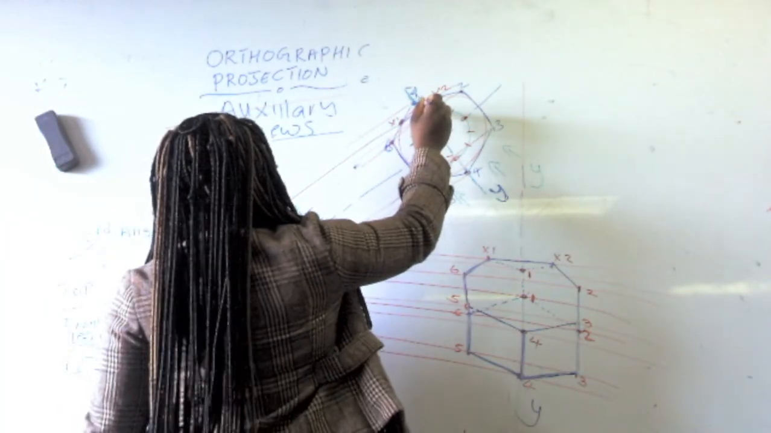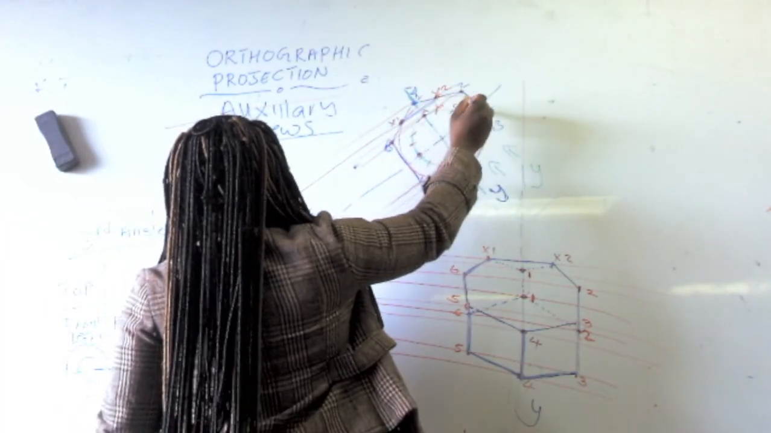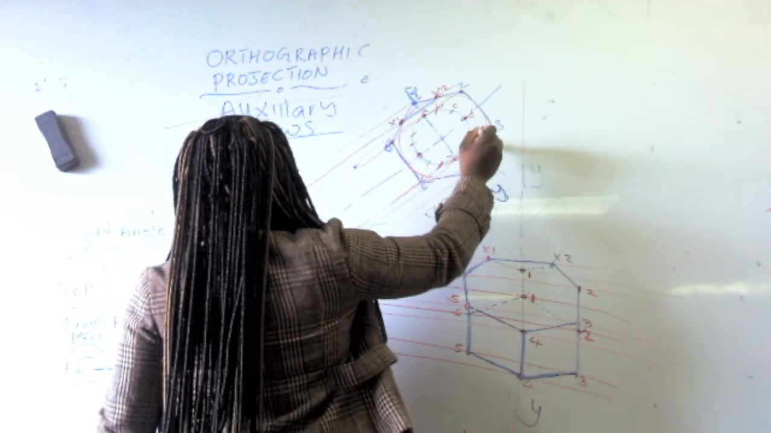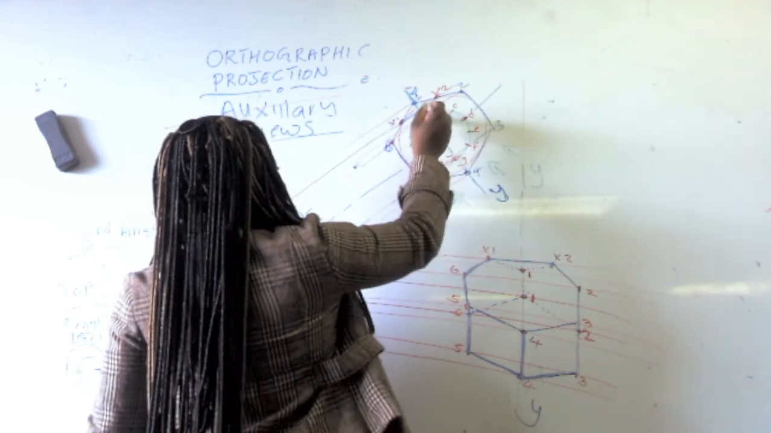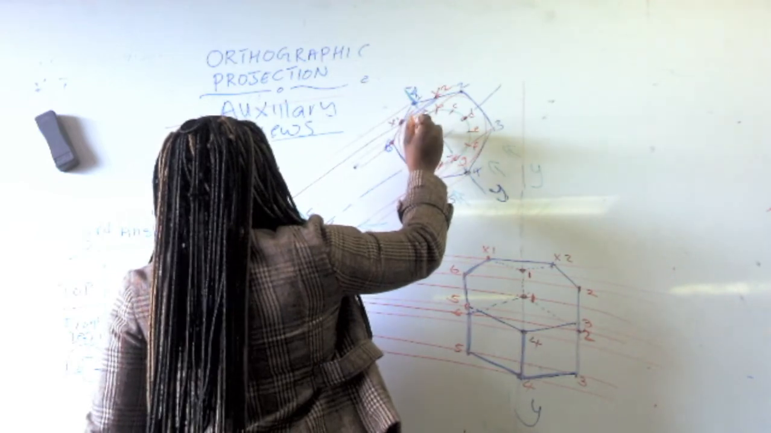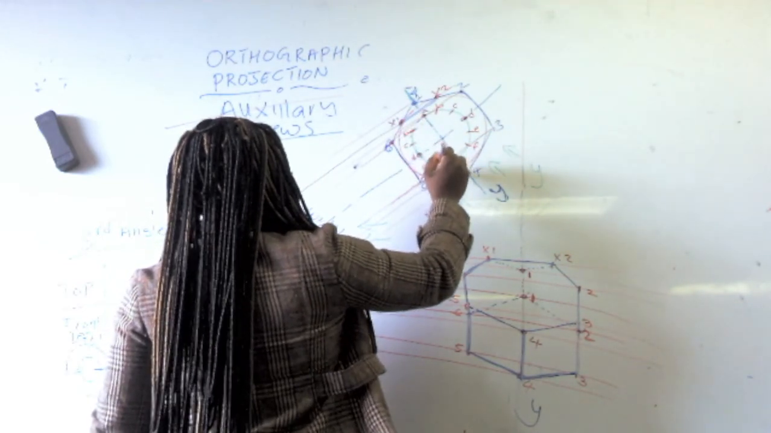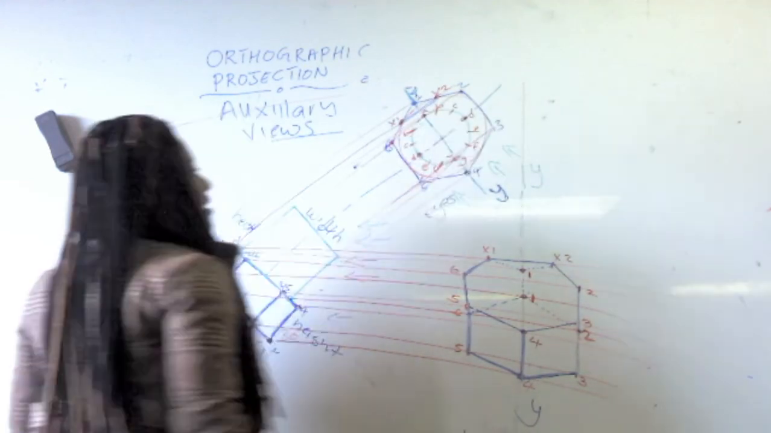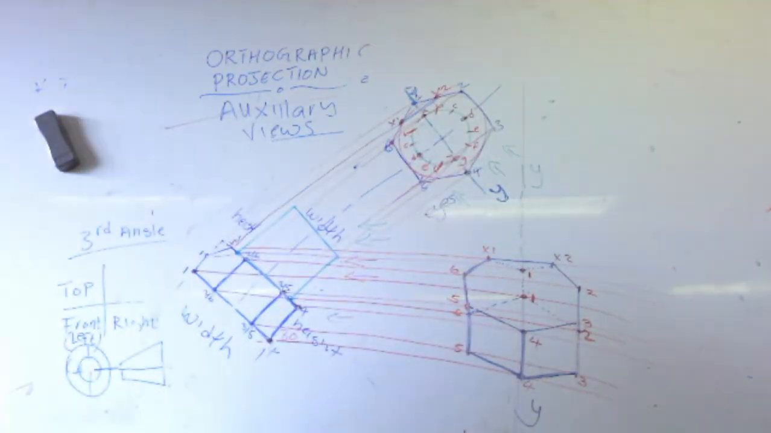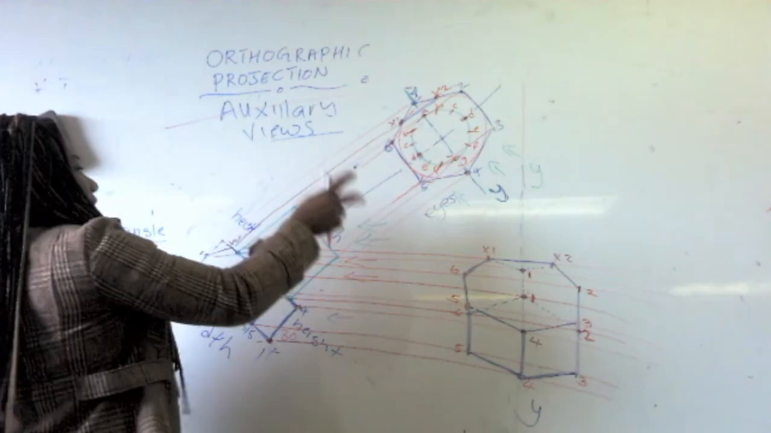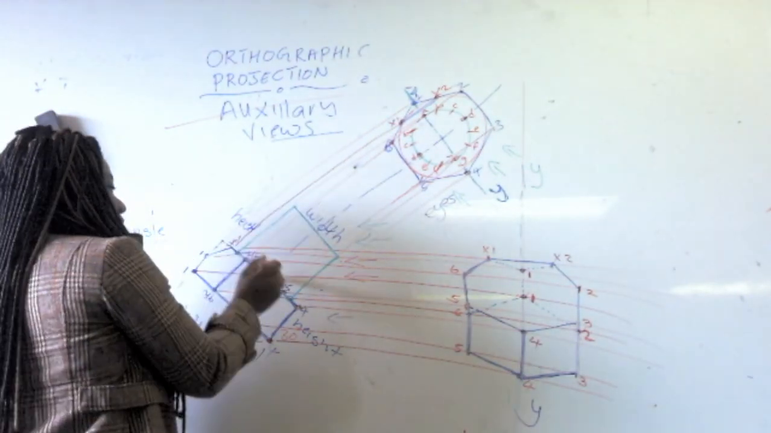You can say A, B, C, D, E, F, G. Then I will go A, B again. Let's mark B, C, D, E, F, G. Clockwise or anti-clockwise numbering, but we use letters. Then you project them down to the bottom of your cylinder.